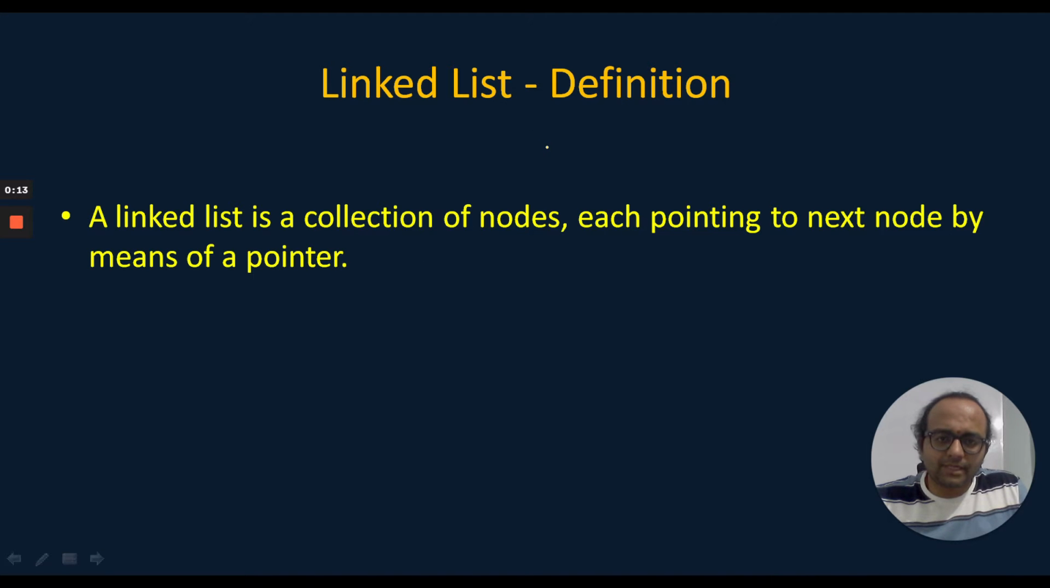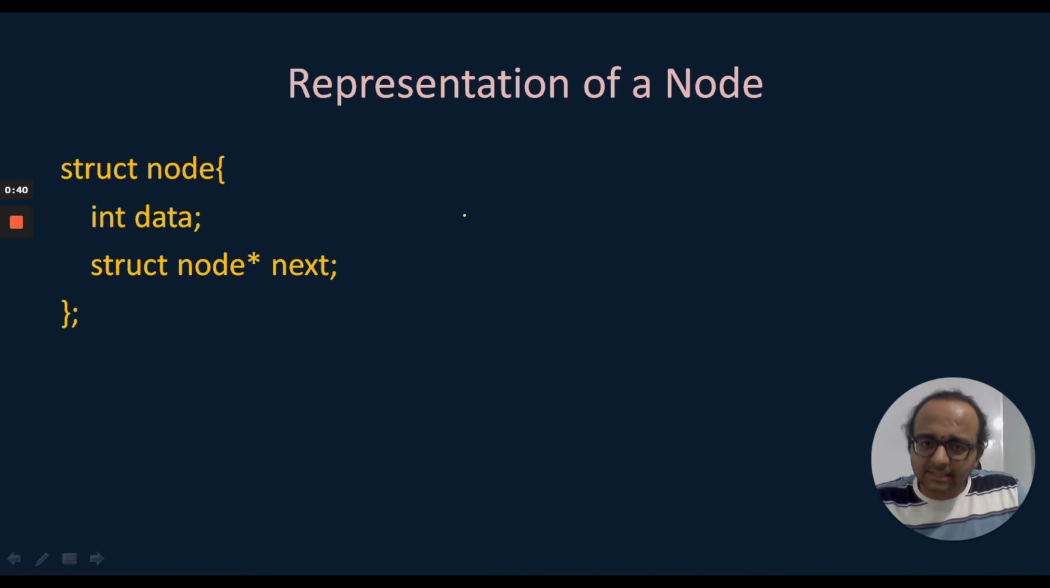So first one is the definition of linked list. How can we define this linked list? A linked list basically contains nodes which are connected one after the other with the help of a pointer. The first node contains a pointer pointing to the second node, and the second node's pointer will be pointing to the third node, and so on. This is the general representation of a node in a linked list.